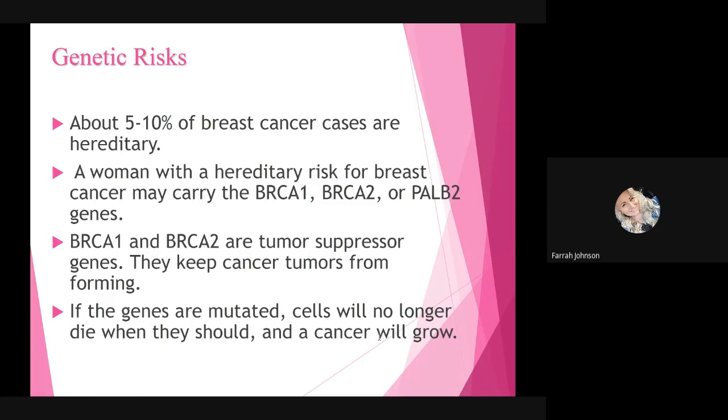So, genetic risks. About 5 to 10% of breast cancer cases are hereditary. A woman with a hereditary risk for breast cancer may carry the BRCA1, BRCA2, or PALB2 genes. The BRCA1 and BRCA2 are tumor suppressor genes. They keep cancer tumors from forming. If the genes are mutated, cells will no longer die when they should, and a cancer can then grow.